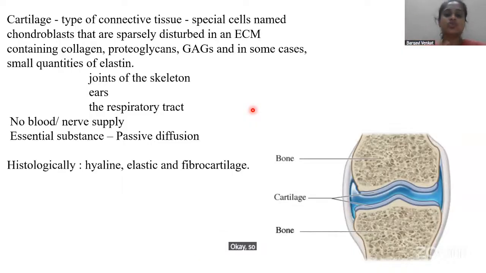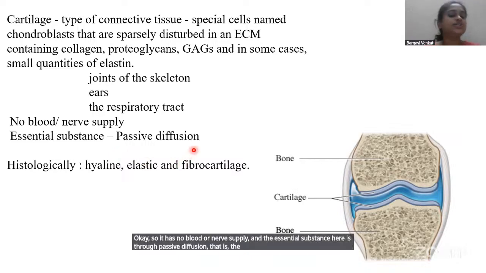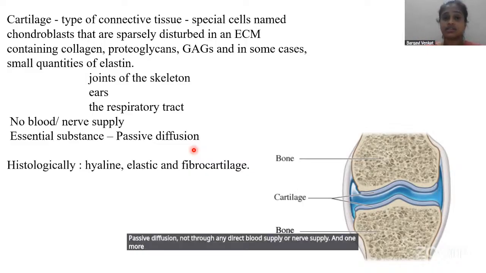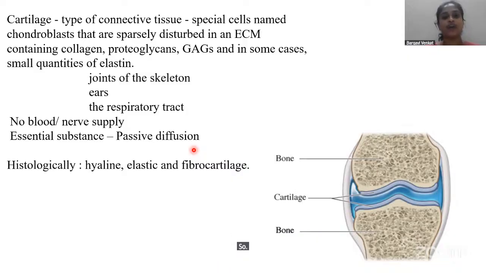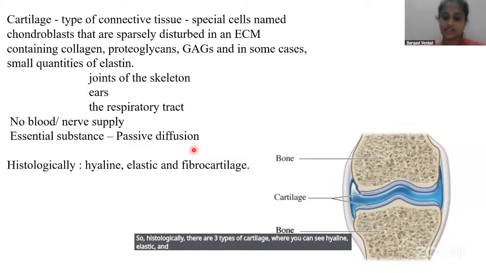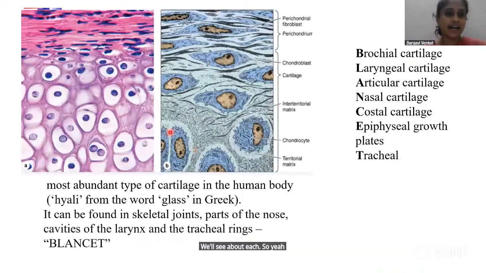It has no blood or nerve supply, and the nutrition for this cartilage is supplied through passive diffusion, not through any direct blood or nerve supply. And one more thing, in the starting I told you that epithelium also has no blood or nerve supply. Histologically, there are three types of cartilage: hyaline, elastic, and fibrocartilage. We'll see about each. So this is your hyaline cartilage.